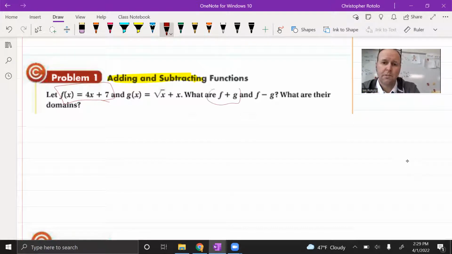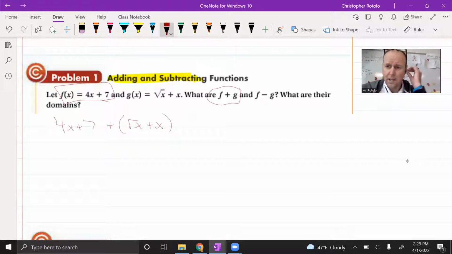So the first one is simply to add them together. Now, of course, the order matters. So I'm going to go 4x plus 7 plus the square root of x plus x. All right, now I put this in parentheses. In addition, it doesn't really matter, right? These are unlike terms, so it really doesn't matter. But when I go to subtract them, this is going to be a big deal. So let's take a look.